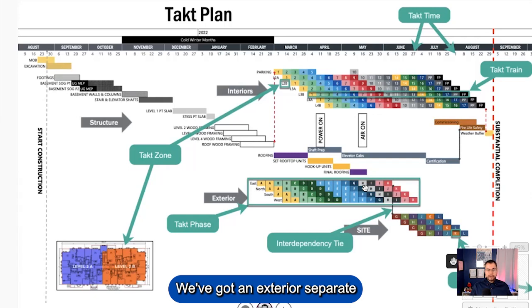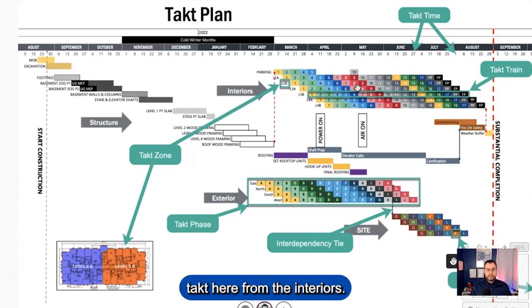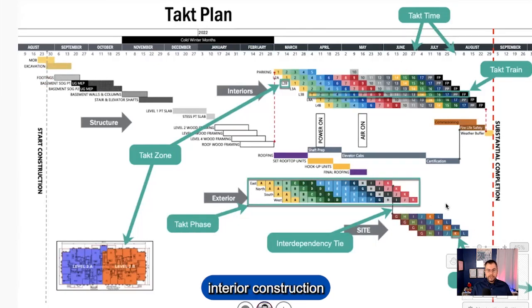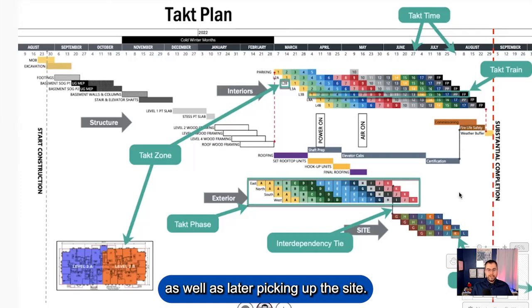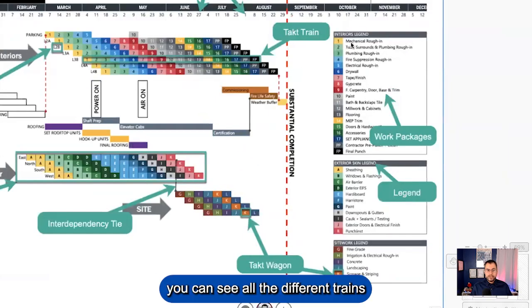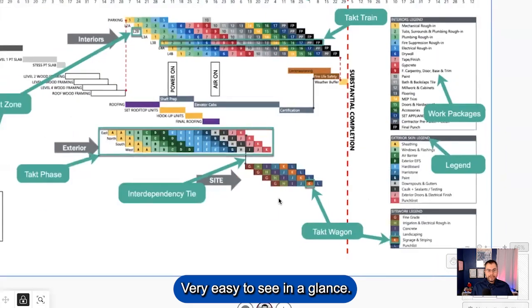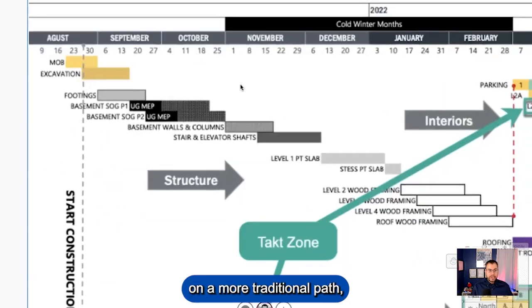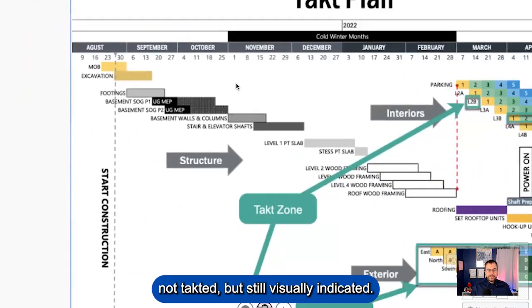We've got an exterior separate Takt here from the interiors. We have exterior happening, and then we get enclosed and we start to really go after low risk interior construction, as well as later picking up the site. Each one of these represents a Takt wagon, as you saw in the video. And here you can see all the different trades we have, very easy to see at a glance. Here we have the structure on a more traditional path, not takted, but still visually indicated.